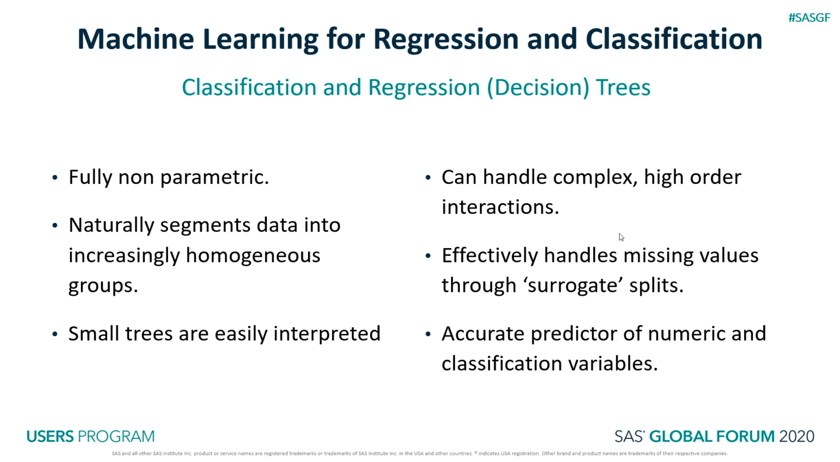And then in some situations, we find that trees are accurate predictors of numeric and classification variables. In the classification case, sometimes trees are about the same accuracy as logistic regression, and sometimes they are more accurate than logistic regression. And again, we'll see an example.